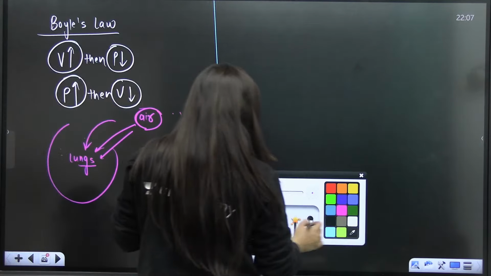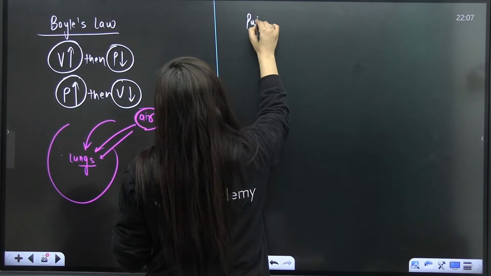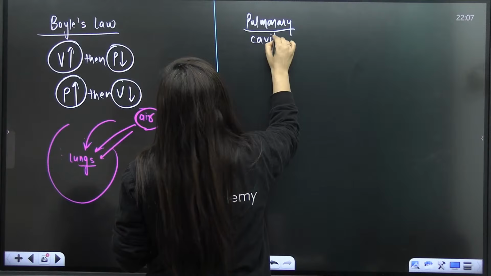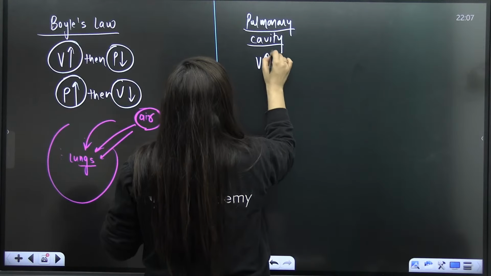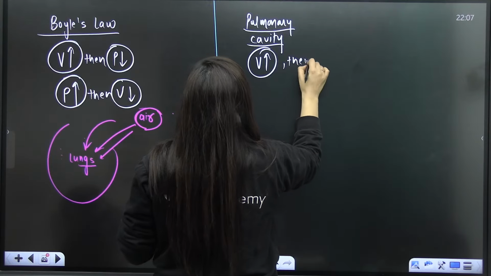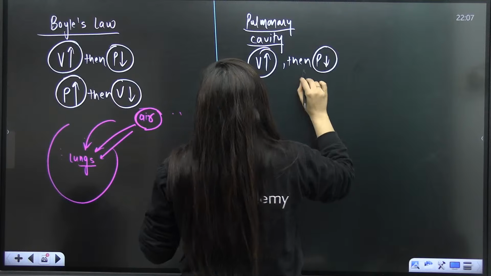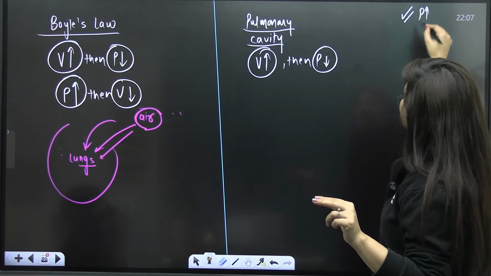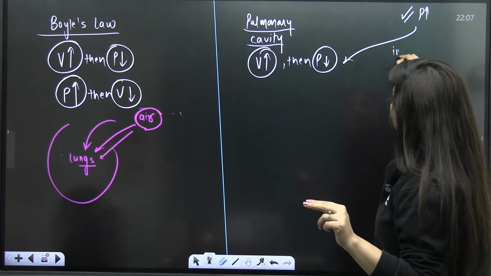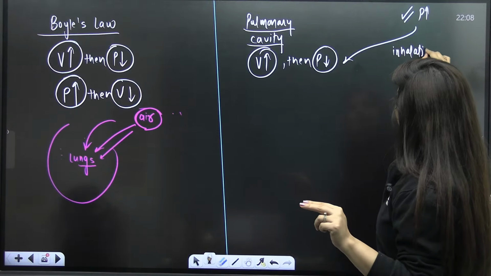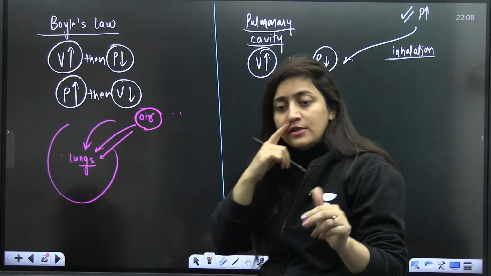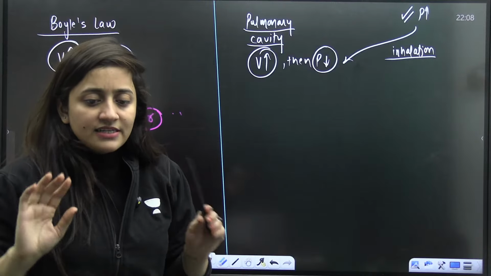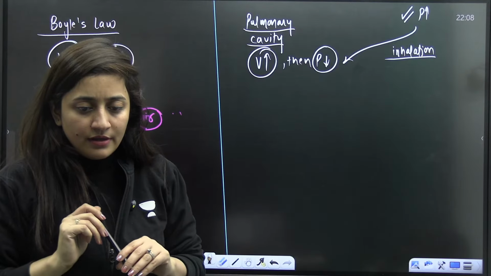So if I increase the volume of the pulmonary cavity, then we know that its pressure is going to decrease. If its pressure decreases, outside there will be more pressure and inside there is less pressure. So inhalation will occur or not? We'll make the notes. Firstly, understand the basics.